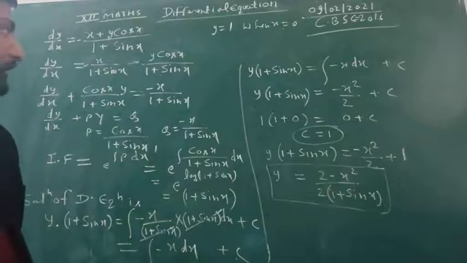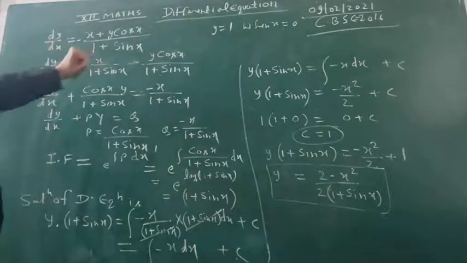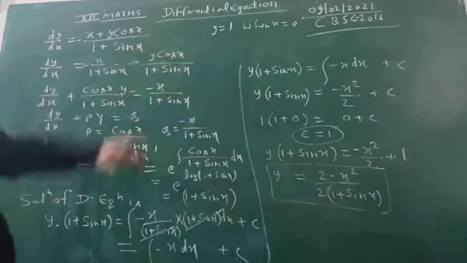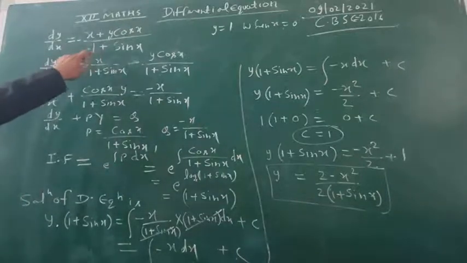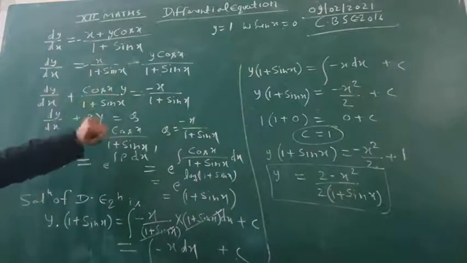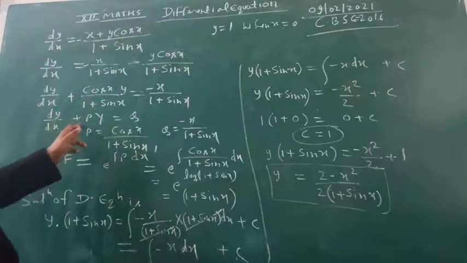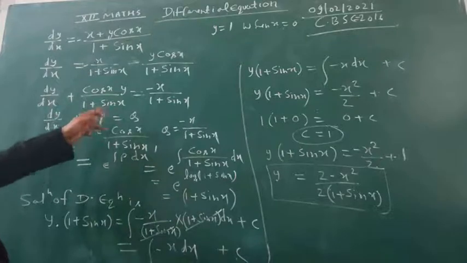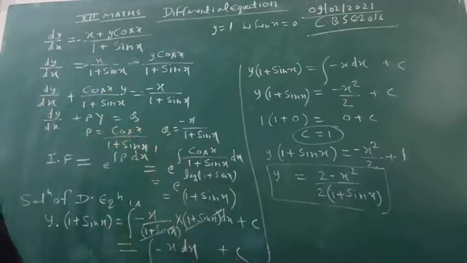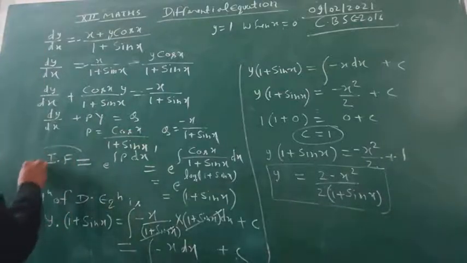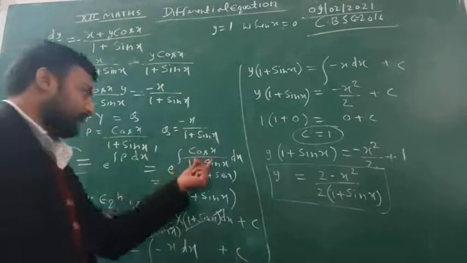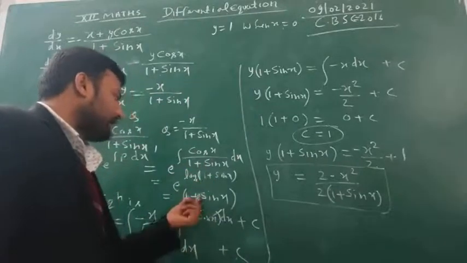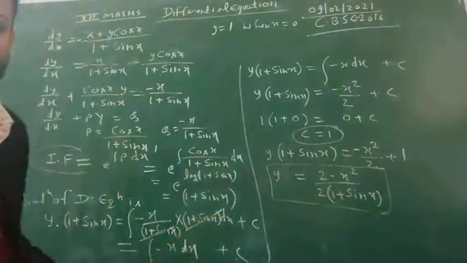Okay students, let's see once again. Our dy by dx is this, and we are asked to find the particular solution when y is 1 and x is 0. First of all we separate the terms, take the y part to the left hand side, and get dy by dx plus py is equal to q. Comparing, we get p is this and q is this. Now for solving the linear differential equation, we first find the integrating factor. We know the formula is e to the power integral of p dx. We take 1 plus sin x as t and get log of 1 plus sin x, which gives us the integrating factor 1 plus sin x.